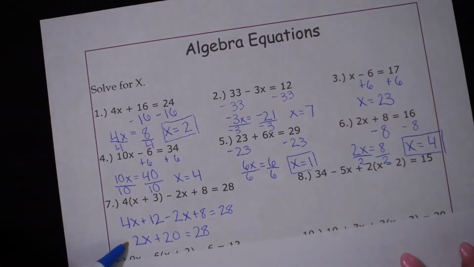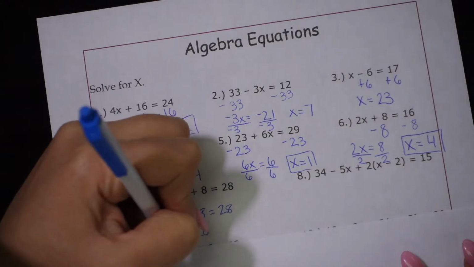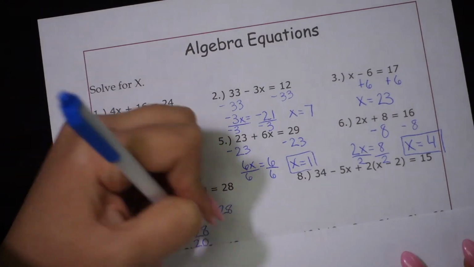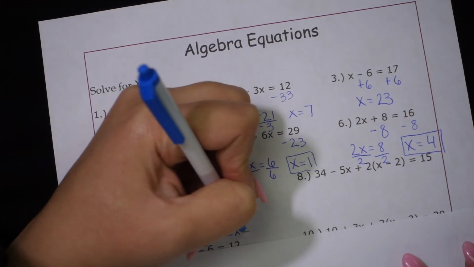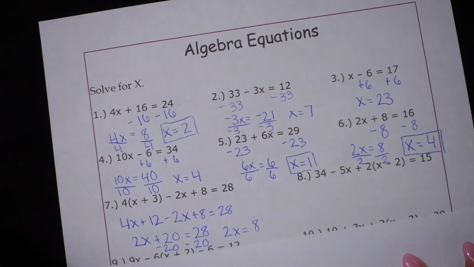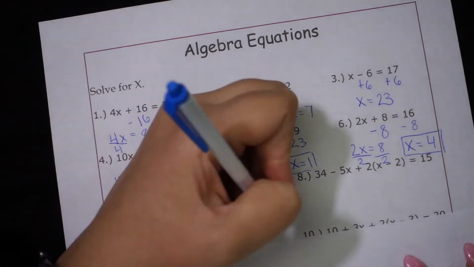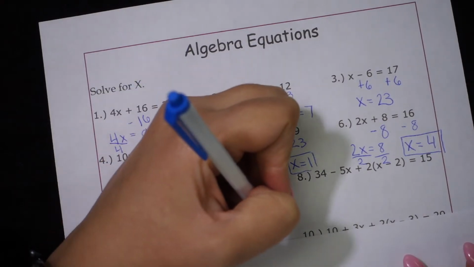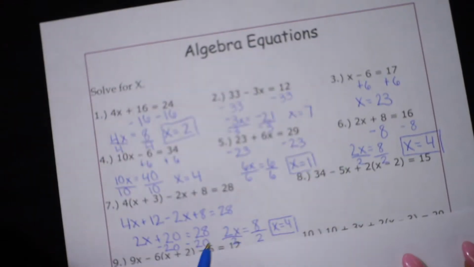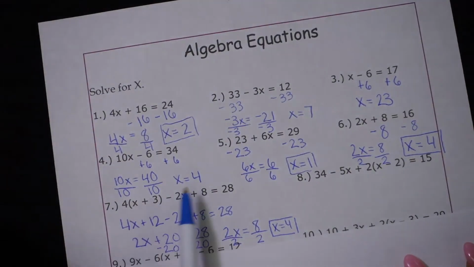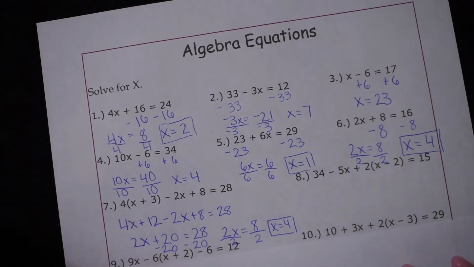Now we see that x is still not alone. So what we're gonna go ahead and do is subtract 20 from each side. Subtract 20 from each side. And then I'm gonna write this on this side here. 2x is equal to 8. Now we go ahead and divide by 2, x should give us a value of 4. And now when we plug x back into this equation, we should get a value of 28. And it's always important to go ahead and double check your work.